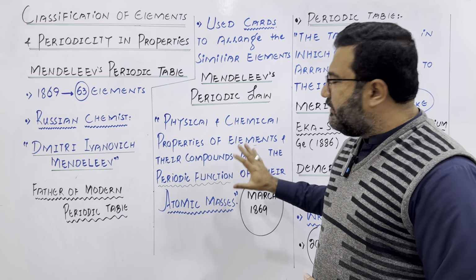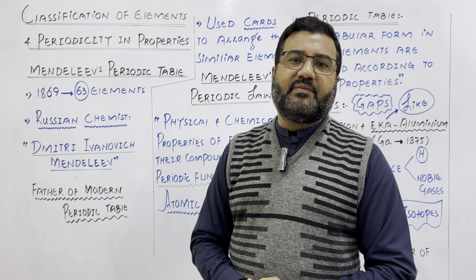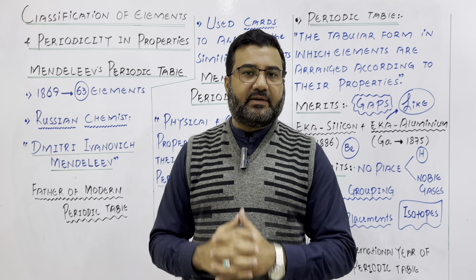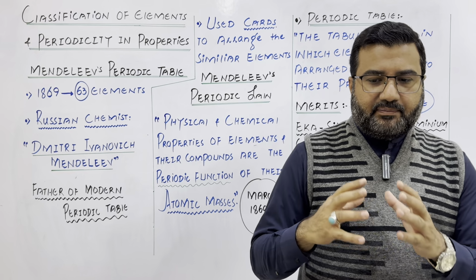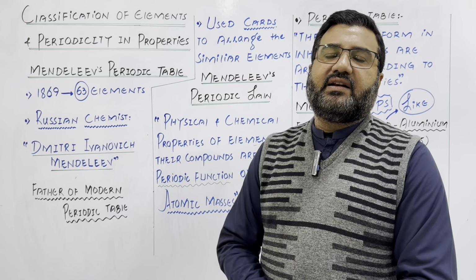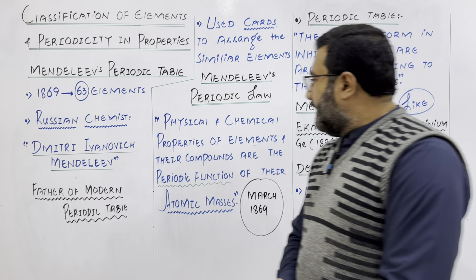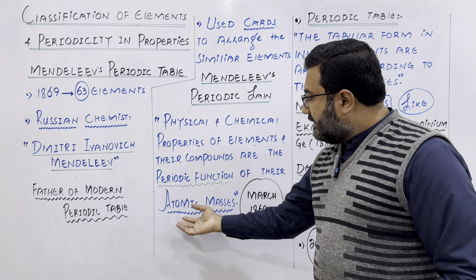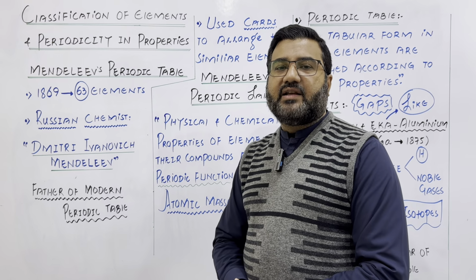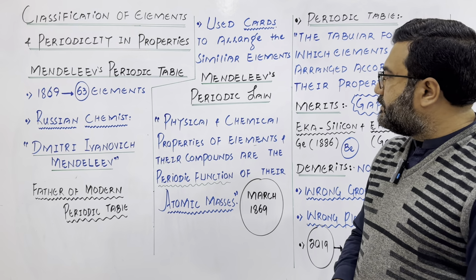Simply, we can say that this law states that the physical and chemical properties of the elements and their compounds depend upon the atomic mass of that element. You can say that atomic mass is basically the fundamental property which decides the physical and chemical properties of an element, and not only of the element, but also of its compounds. And when you arrange the elements in ascending order of their atomic masses, then the elements with similar physical and chemical properties repeat themselves after regular intervals. That was Mendeleev's periodic law.